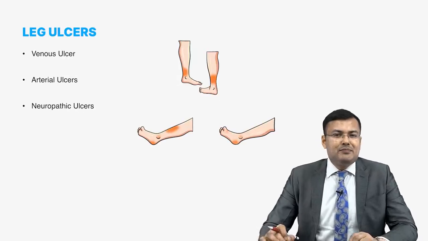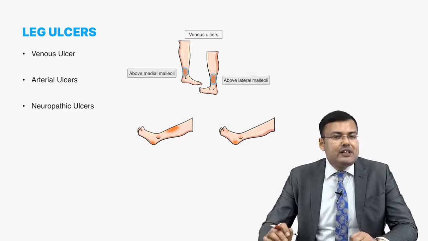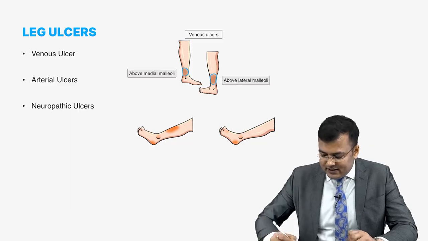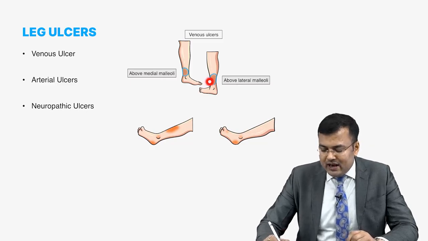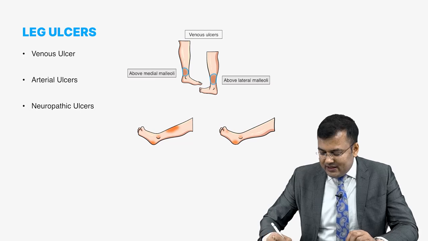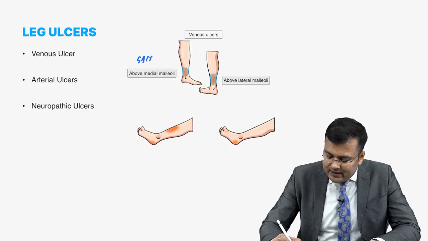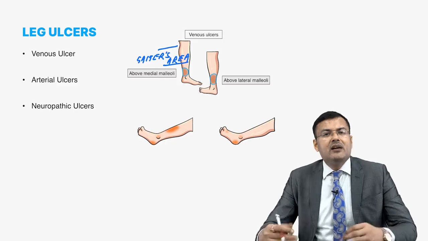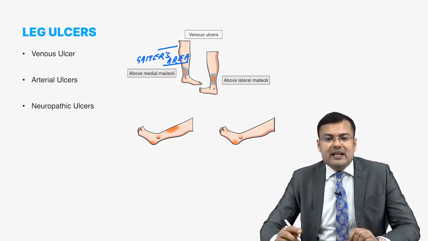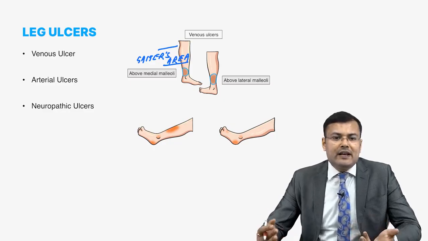Now see the leg ulcers: venous ulcers, arterial ulcers, neuropathic ulcers. See the characteristic features. First, what is the location of venous or varicose ulcers? Mainly it is located around the medial malleolus, and this area is known as Gaiter's area. Typically it is seen above the medial malleolus, but it can be seen above the lateral malleolus also. That is venous ulcer, also known as varicose ulcer.